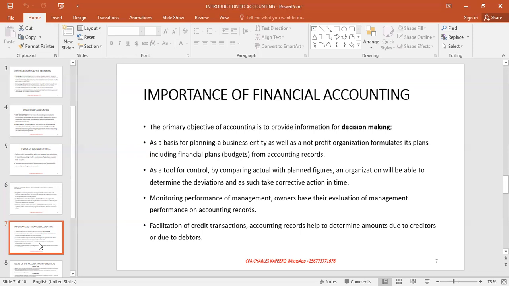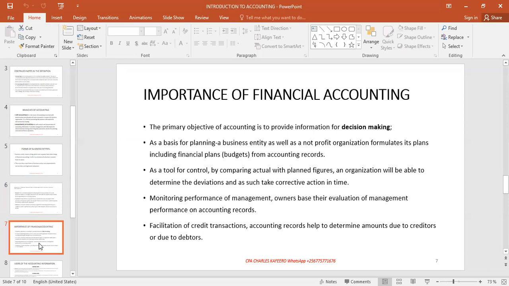Then the other thing, it can be monitoring performance. When you prepare those financial statements, we expect to know how the company performed in the full financial year, because owners base on that for the evaluation of the managers or the management. They can just base on that information. When they know that the company is not making profit, it's these managers who are not doing their job. So if they are not making profit, then the job security of those managers is also at risk.